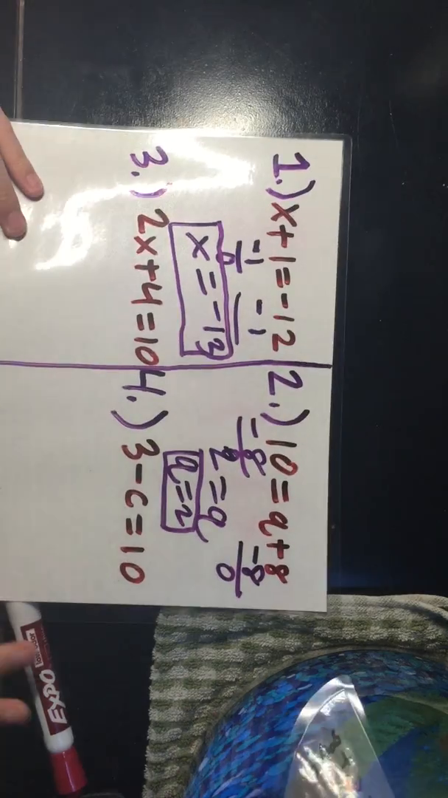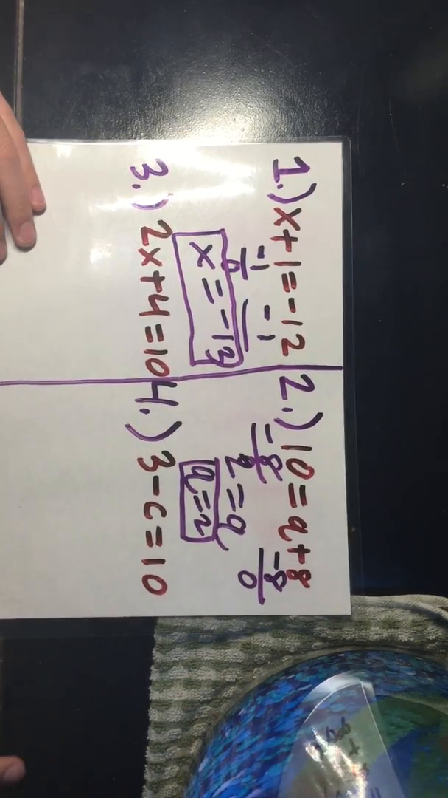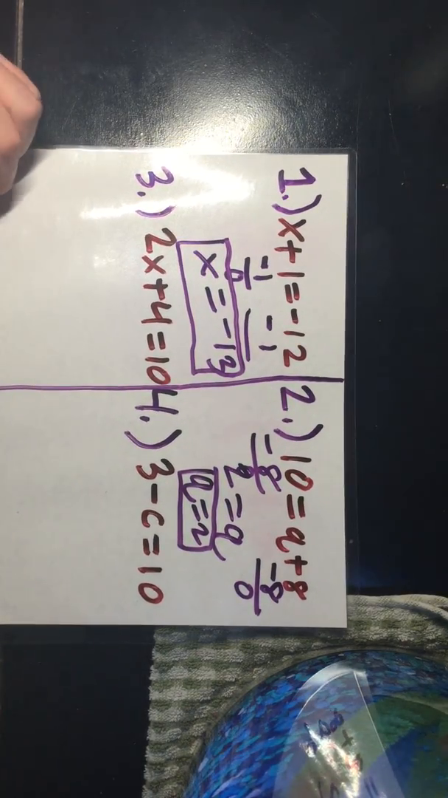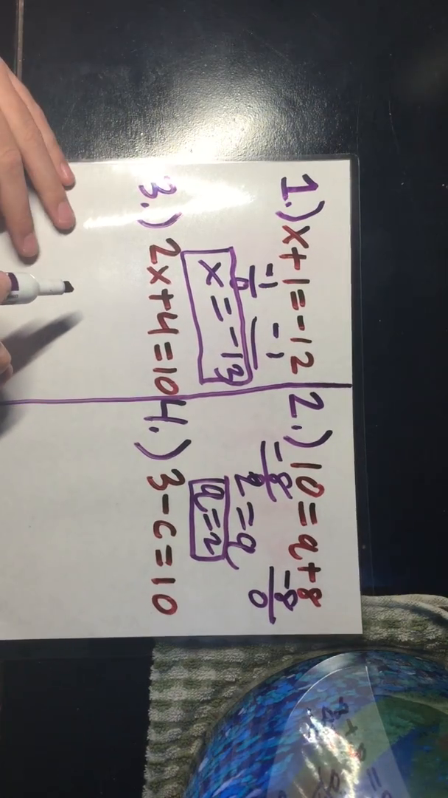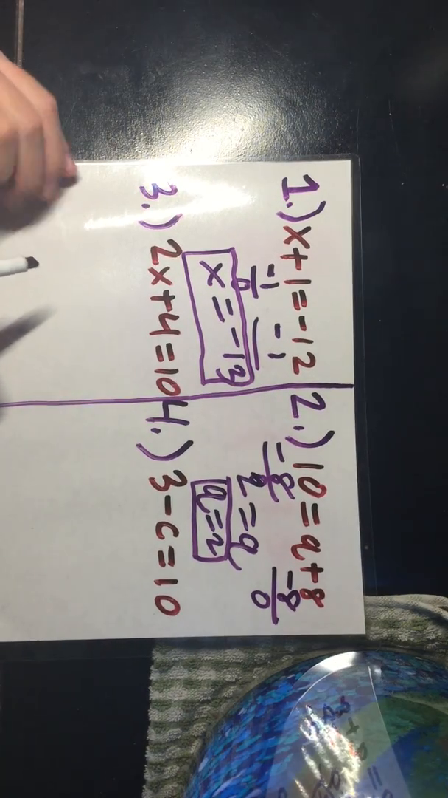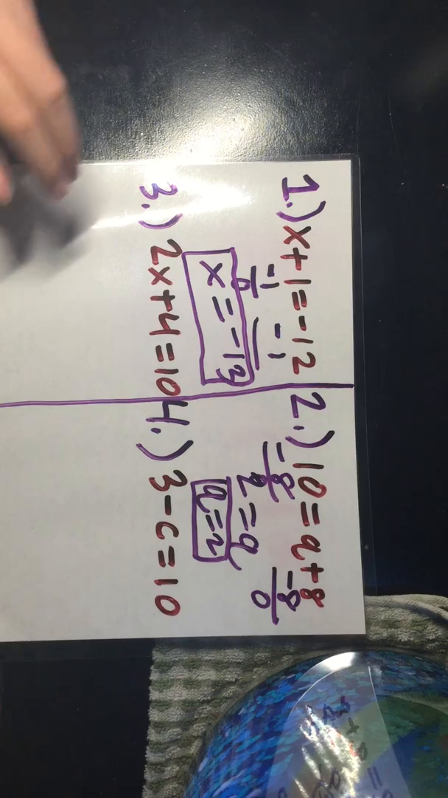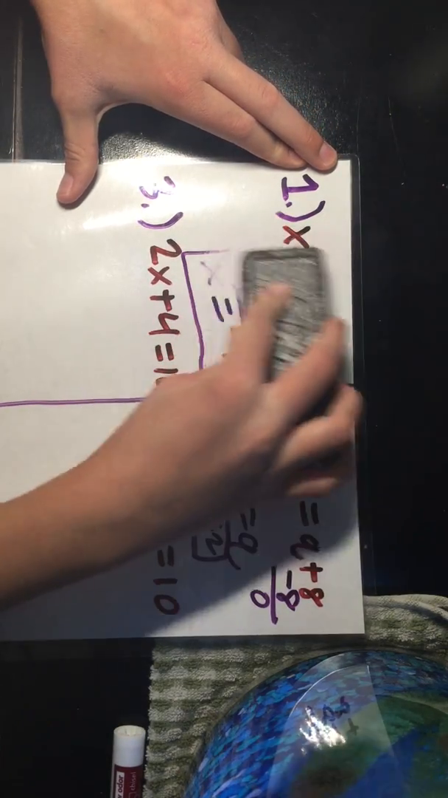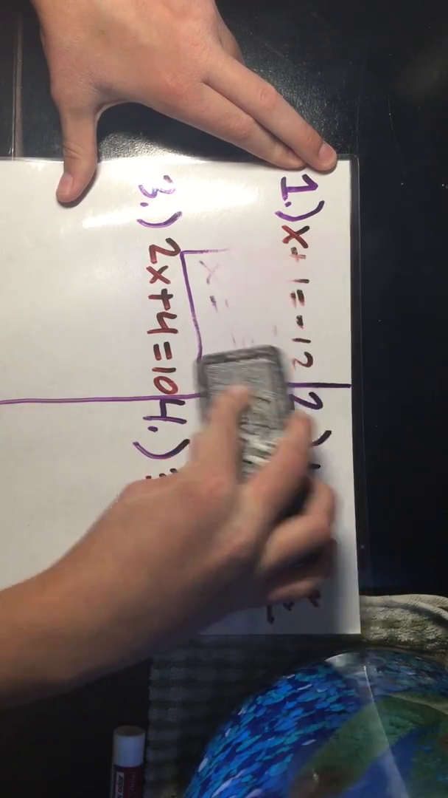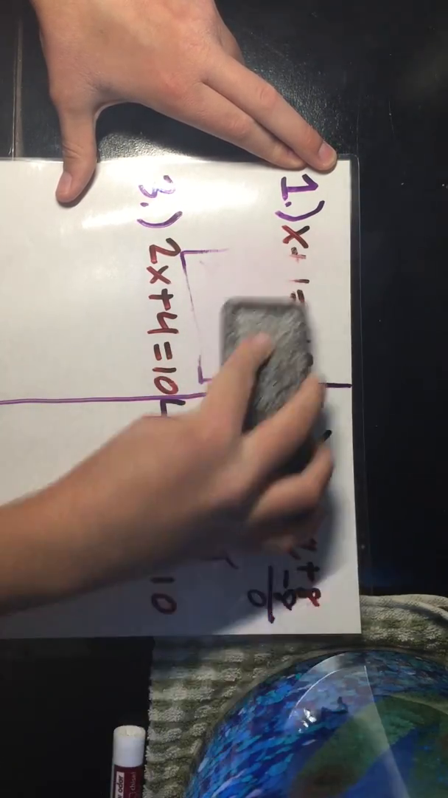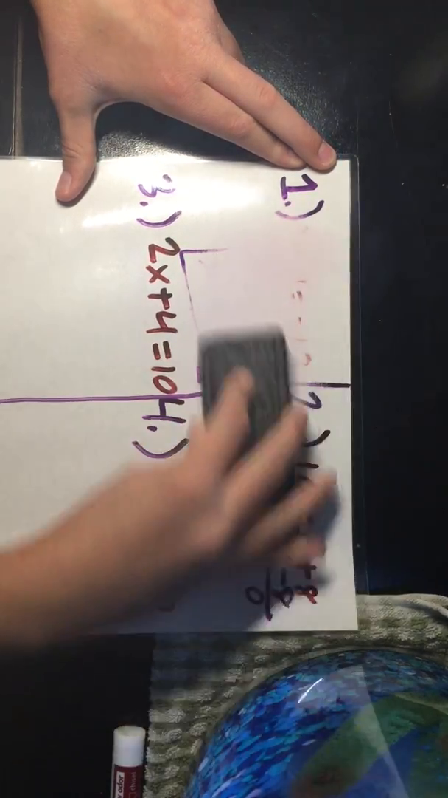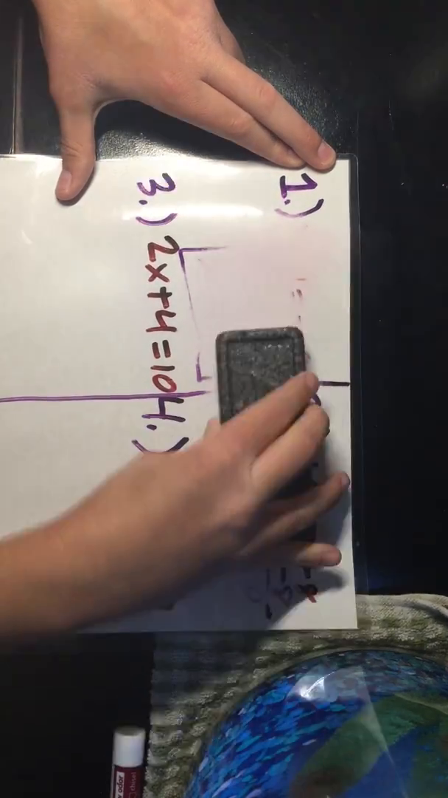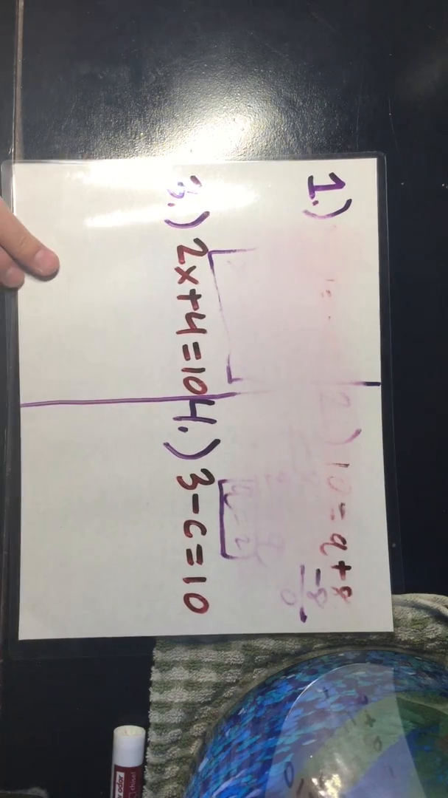Our next problem is a two-step problem. The equation is 2x plus 4 equals 10. We're going to go ahead and erase the top problems so that it's not confusing. Just pay attention to this bottom left problem. 2x plus 4 equals 10.